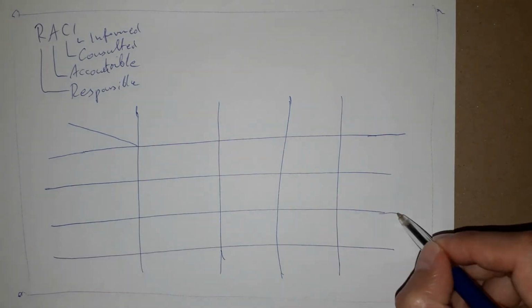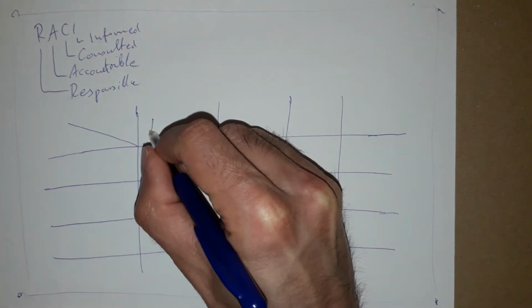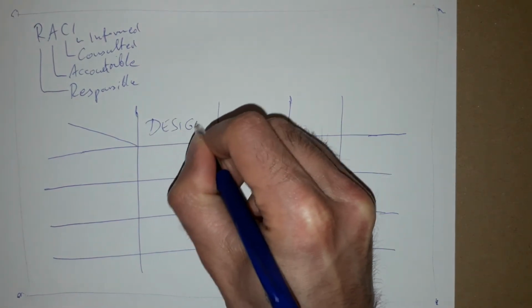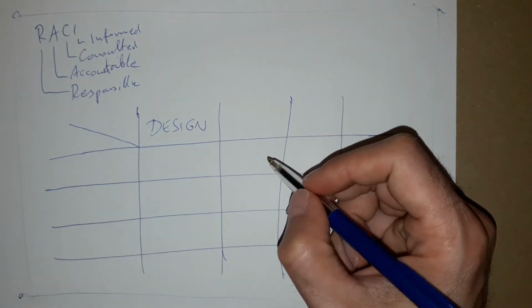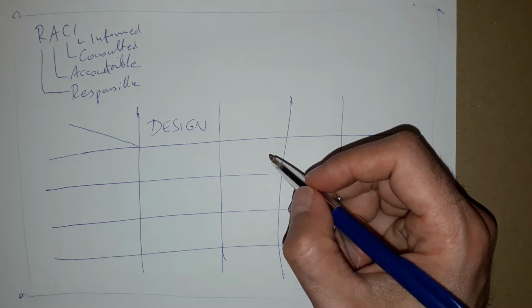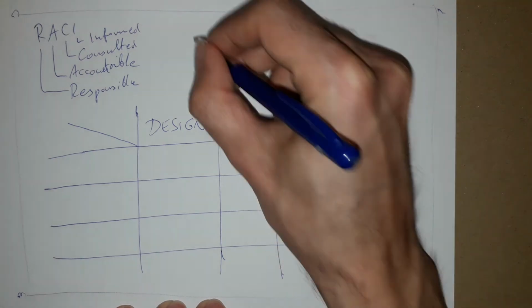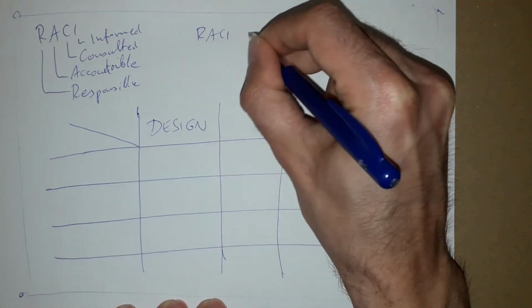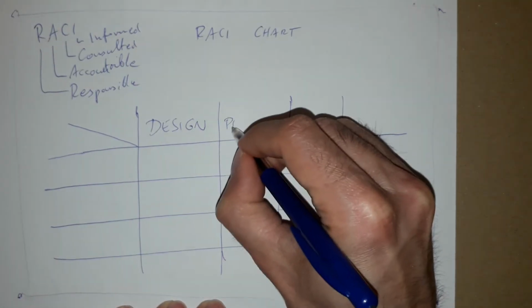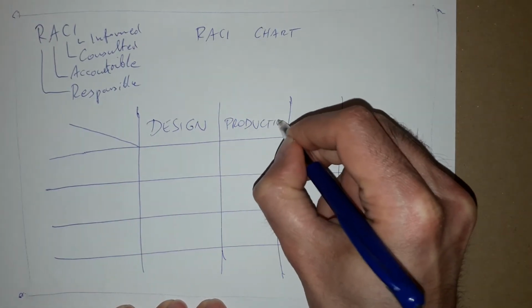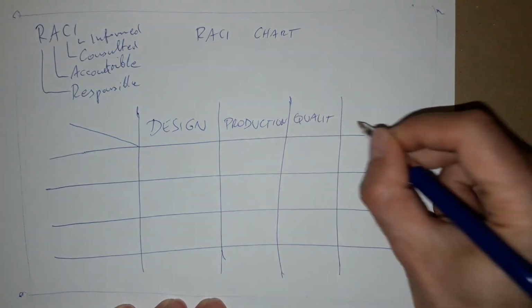Let me show you an example. So here we will have the departments. Let us put design department. It's a very simplistic example. We will not do a big something about it. It's just so that you can grasp the idea. RACI chart. Design, production. Let's put quality. Let's put logistics.